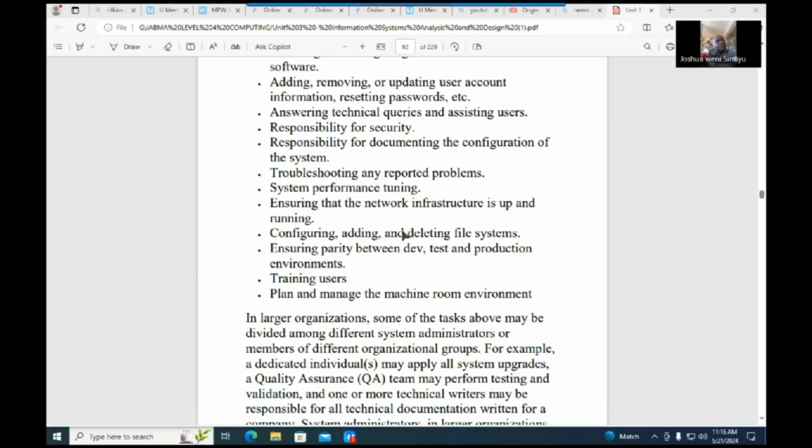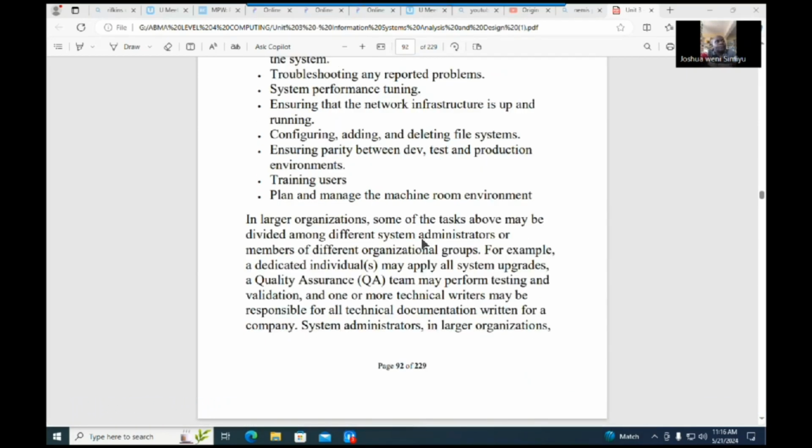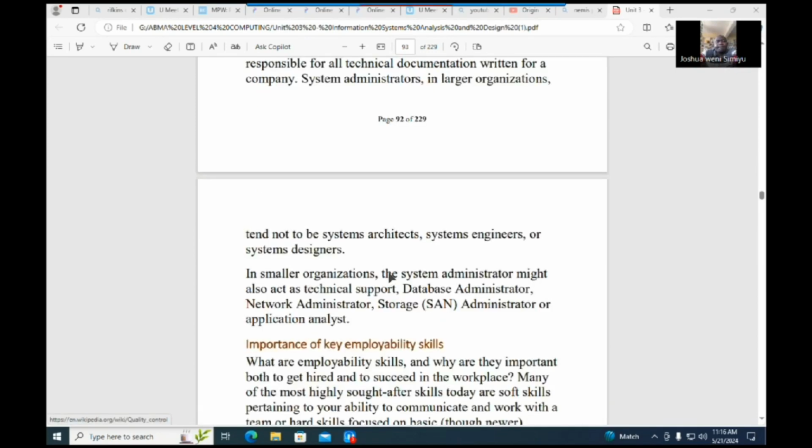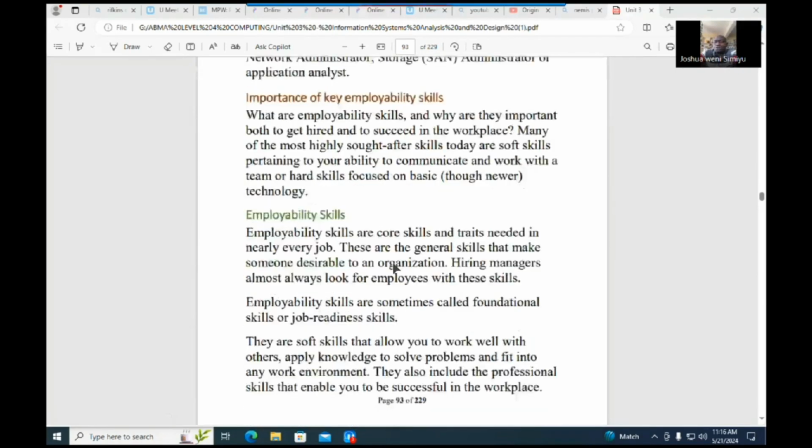Again, he has the responsibility of training users. He has the responsibility of planning and managing the machine room environment. So if the software is required to be at a particular level, or the temperature of the room is required to be at a particular level, then he is in charge of making sure that those levels are actually met.